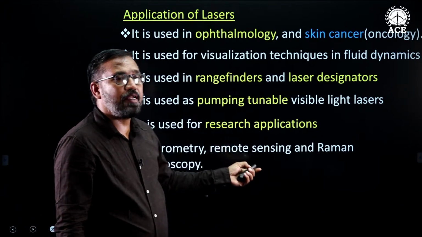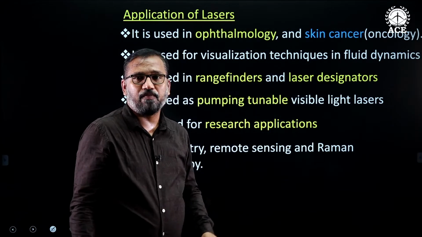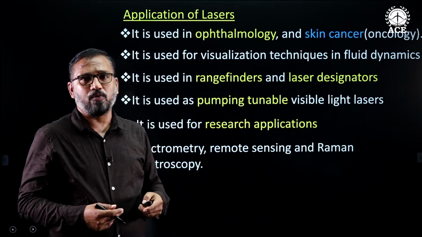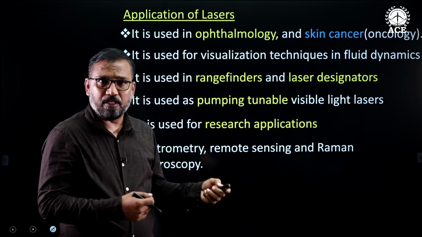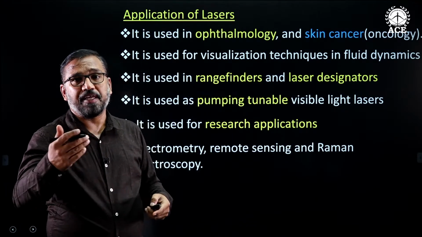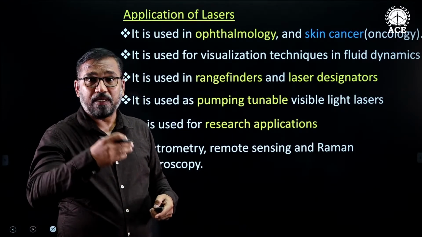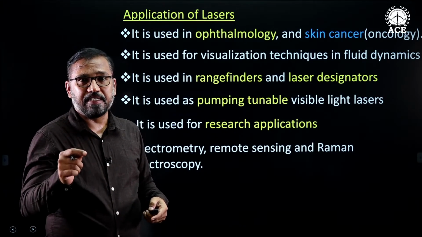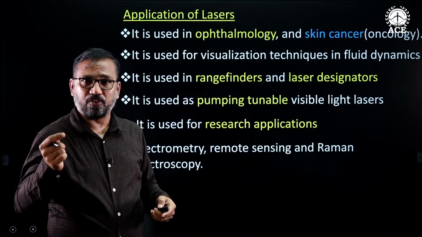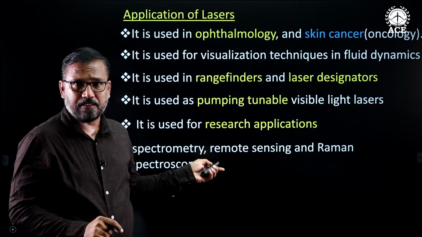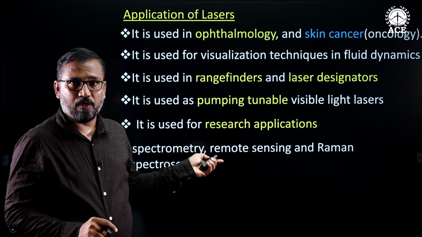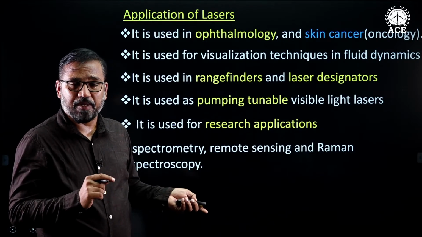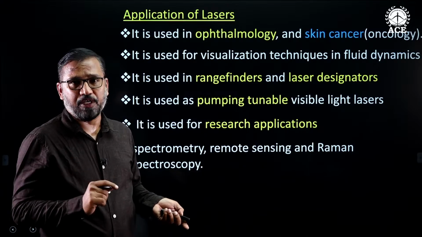Next, range finders, range designators. For example, whenever a war takes place between two countries, the defense is going to find where the enemy's aircraft is present, how much range it is. We can find them using range finders and range designators, and we can also destroy them with the help of lasers. Range means how much distance it is, what path it is coming, which direction it is coming from. Like that we will find the location.